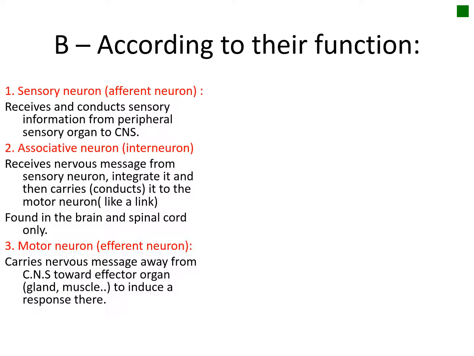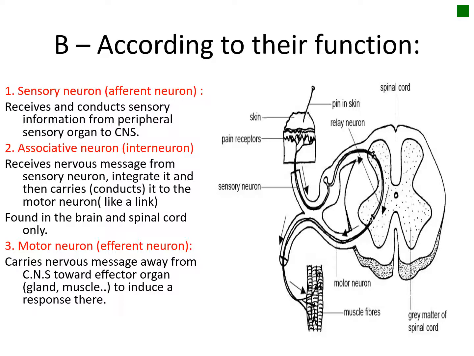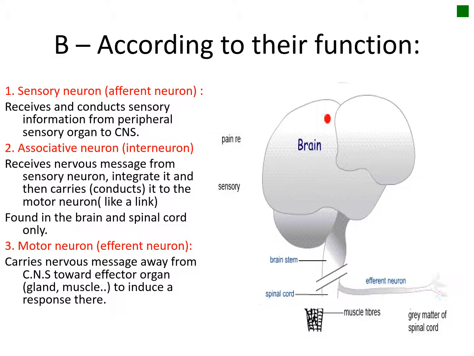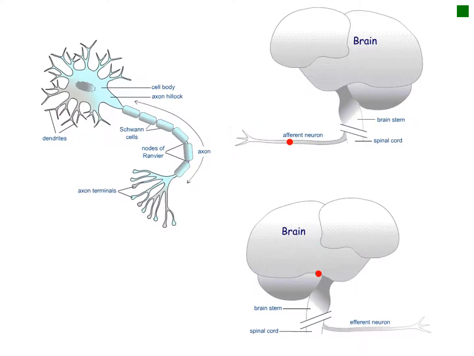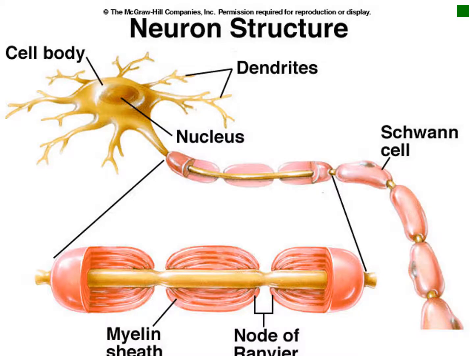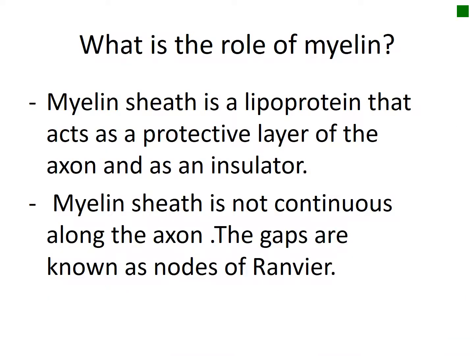Last, we have the motor neuron. It's called efferent, carrying messages away from the central nervous system to the effector organ. So here is the message, as I said. This is the structure of a neuron, as I said before. Role of myelin. The myelin sheath is a lipoprotein that acts as a protective layer and as an insulator. It is not continuous and has gaps, if you remember from the previous slide. These gaps are called nodes of Ranvier.